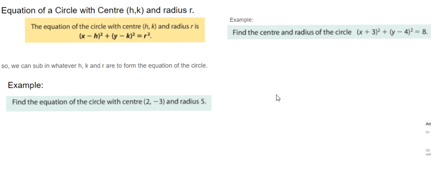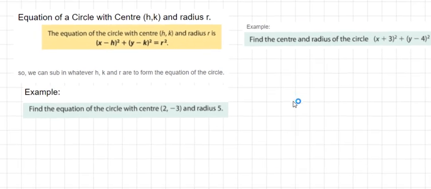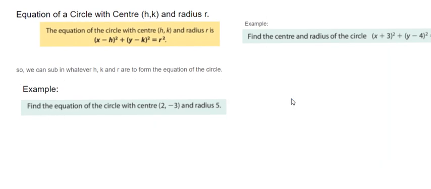So, the equation of a circle with center (h, k) and radius r. The equation of the circle with center (h, k) and radius r is (x - h)² + (y - k)² = r². So we can sub in whatever h, k and r are to form the equation of the circle. Try and just get it into your head that (h, k) is always the center, so h and k.